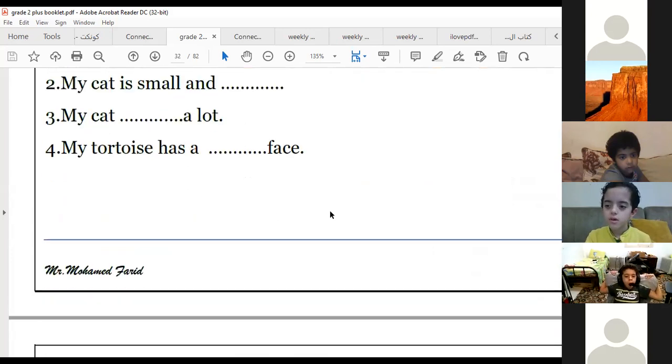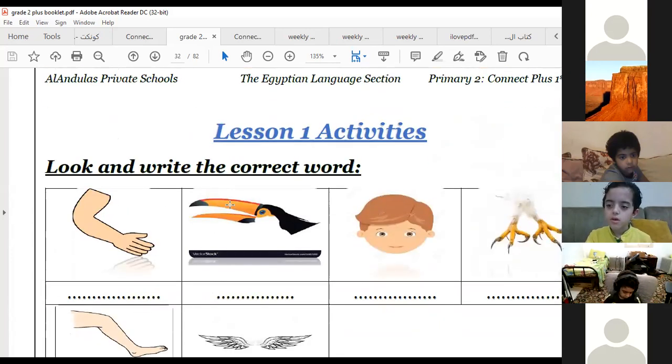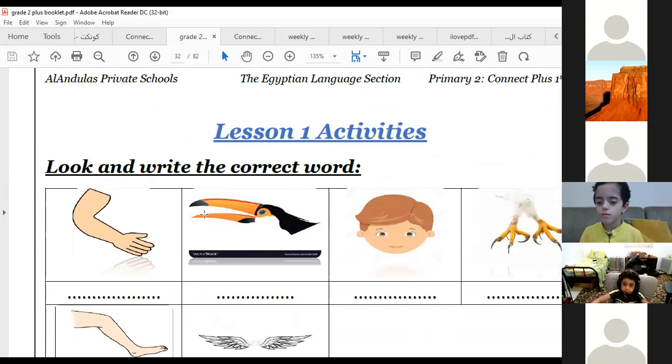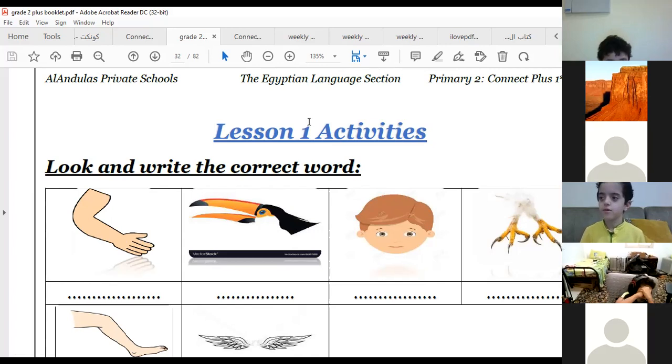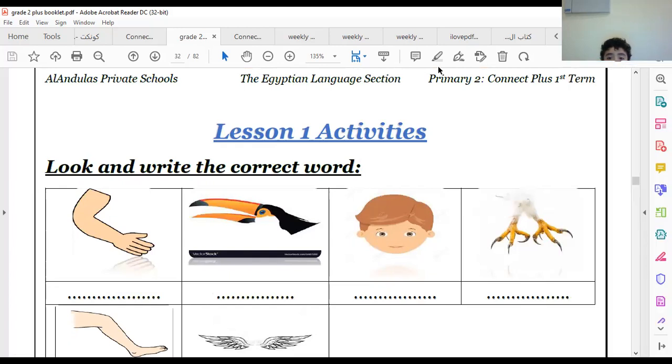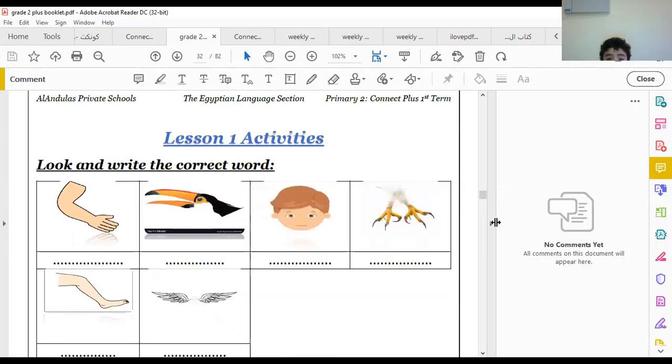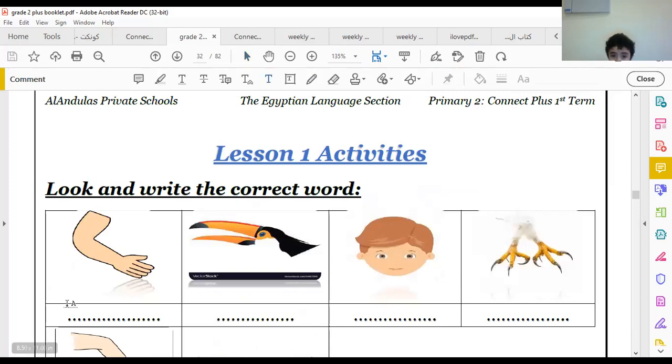I think this was homework, students. Malik Mahmoud, yes. Look at picture number one. What is this, please? See now if it's writing or not. Good.